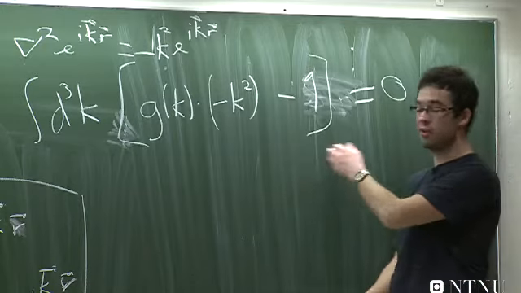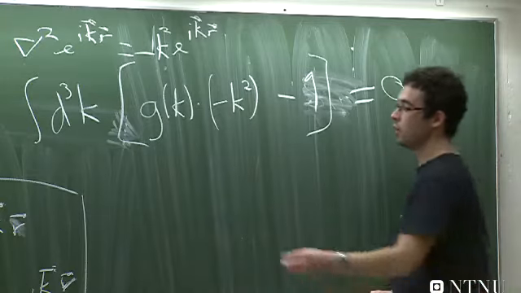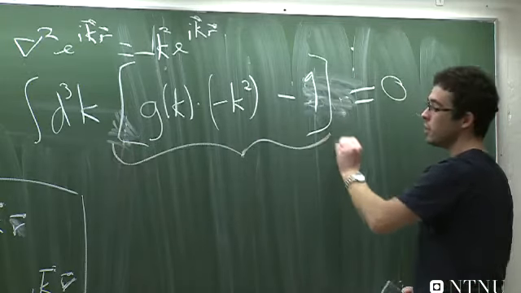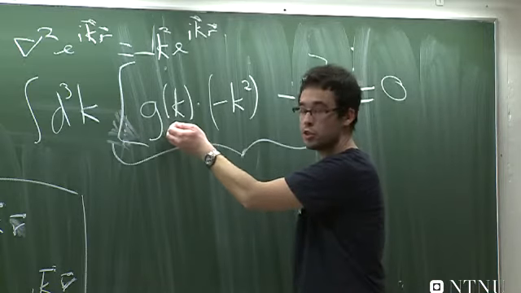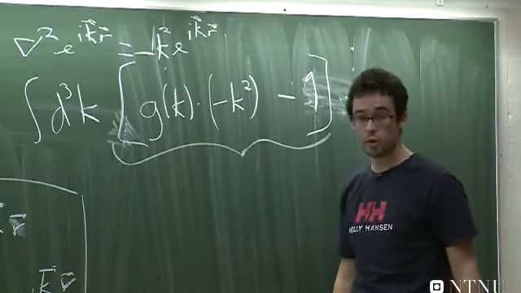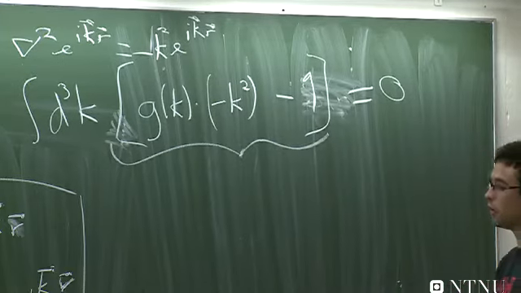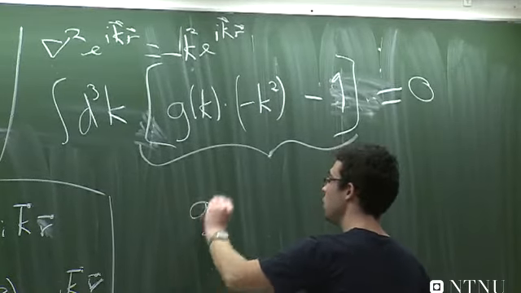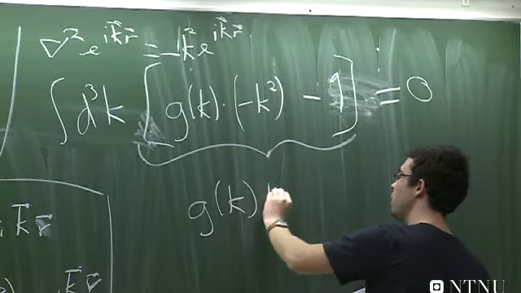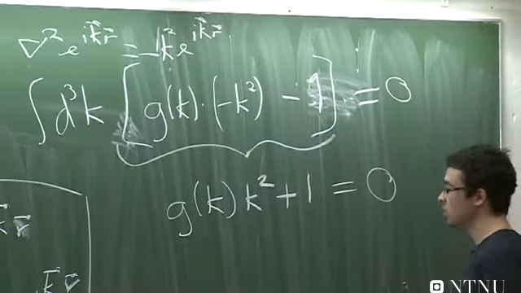So if this integral is to vanish whatever the function g of k is, then this bracket has to be equal to 0. And this gives me the condition to determine the Fourier coefficients of the Green's function. And if I know the Fourier coefficients, I can surely find the Green's function by doing the inverse transform. So the equation to solve now is g of k times k squared plus 1 is equal to 0.